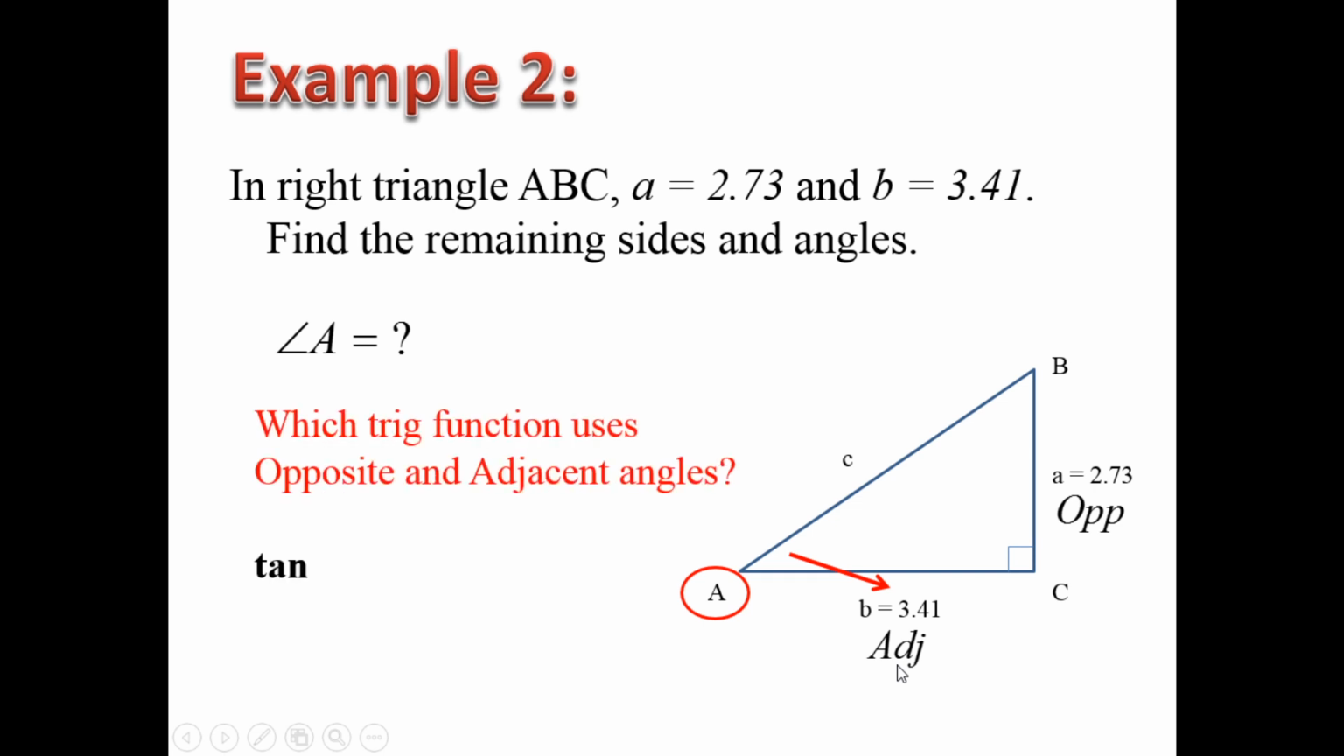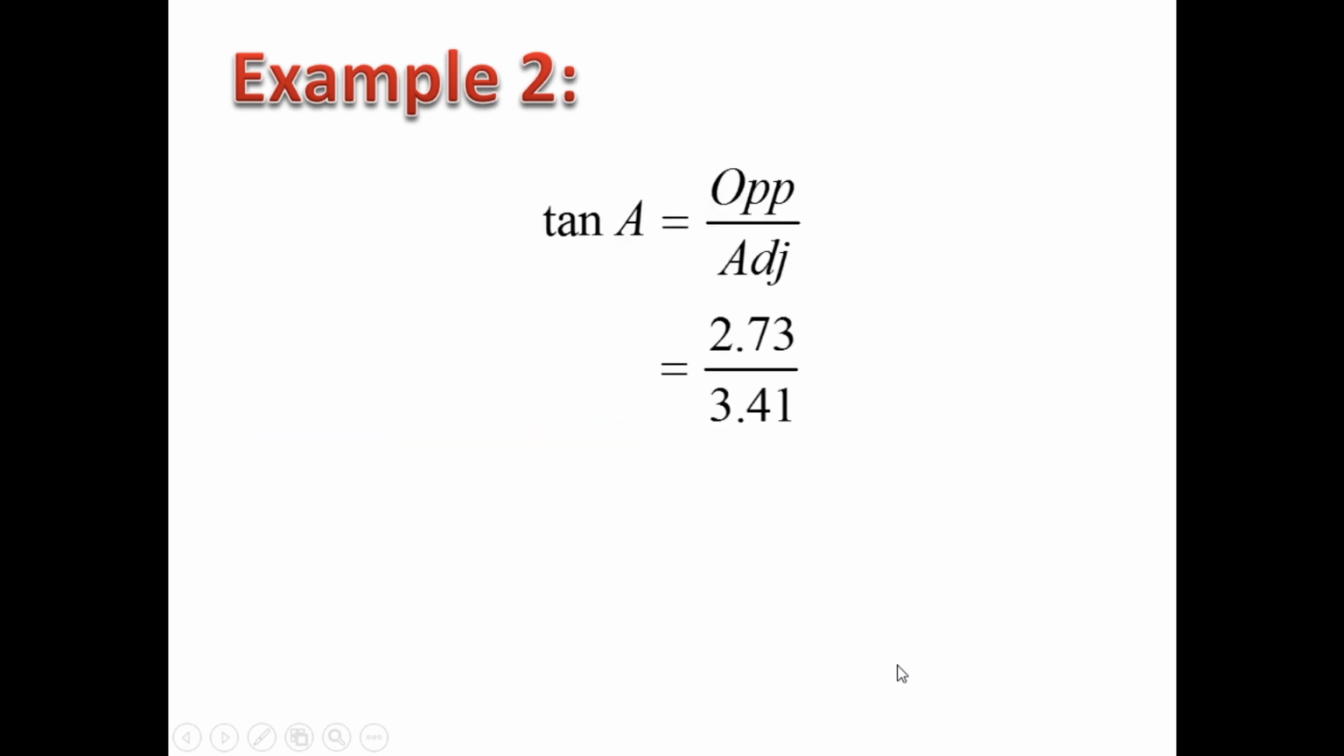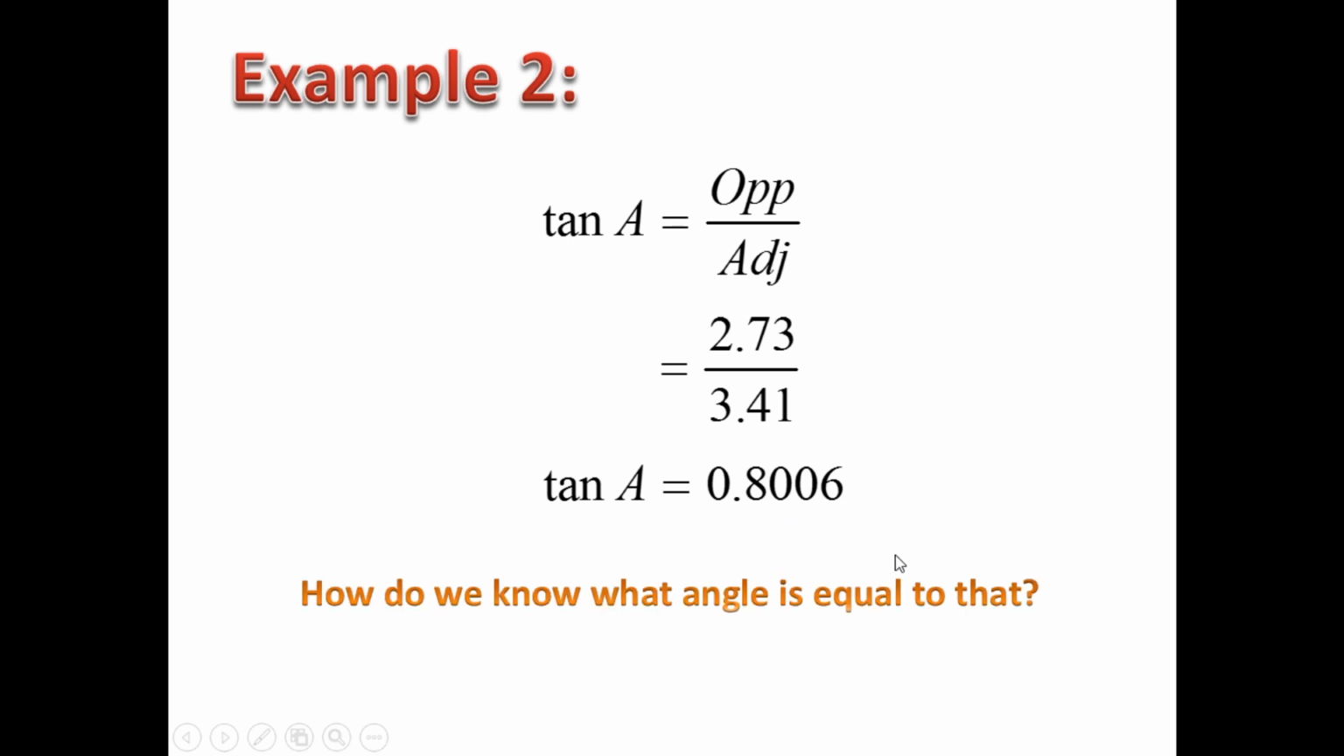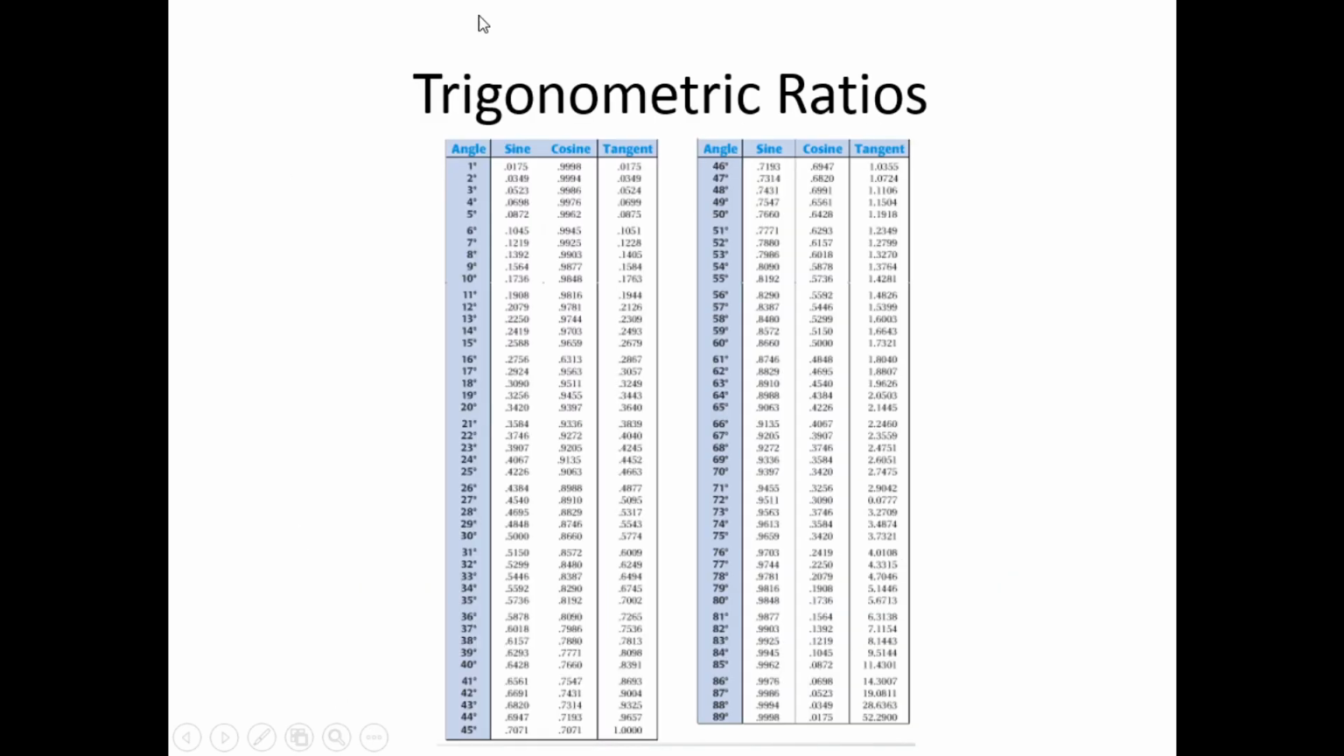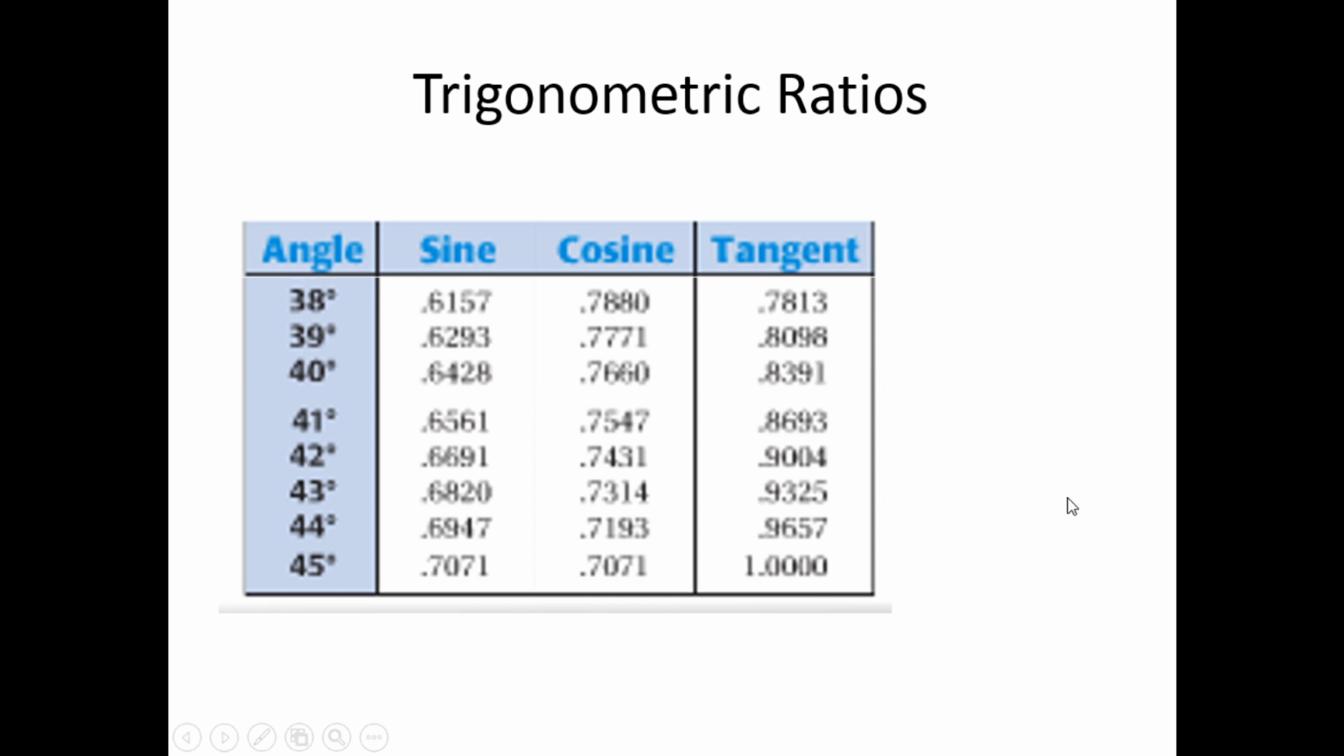So tangent of angle A, it's opposite over adjacent, is 2.73 over 3.41. Divide it first, so we do have 0.8006. Now the one that we found, this one is just a ratio, it's not the angle. So what we need to do, we need to take the inverse of tangent of 0.8006. So either you can do that on the calculator or you can use the trig ratio table online.